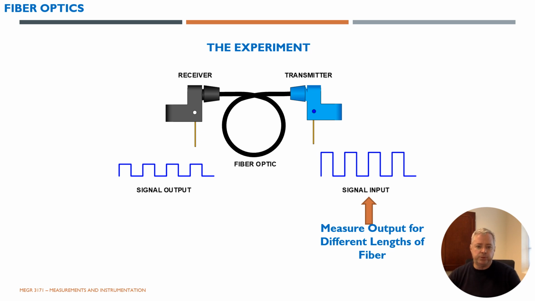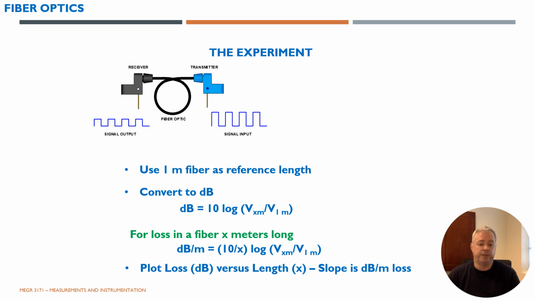And so what you're going to do is you're going to have this input signal, and you're going to measure the output signal. And you're going to change the length of fibers, and you're going to see how that signal changes. And that's the attenuation that we're looking at. So here's the experiment. We're going to start with a 1 meter fiber, and we're going to look at the signal in, look at the signal out, and convert that to dB. And remember, when we do this dB per meter math, the result is going to be a negative number, so don't be surprised if it comes out negative.